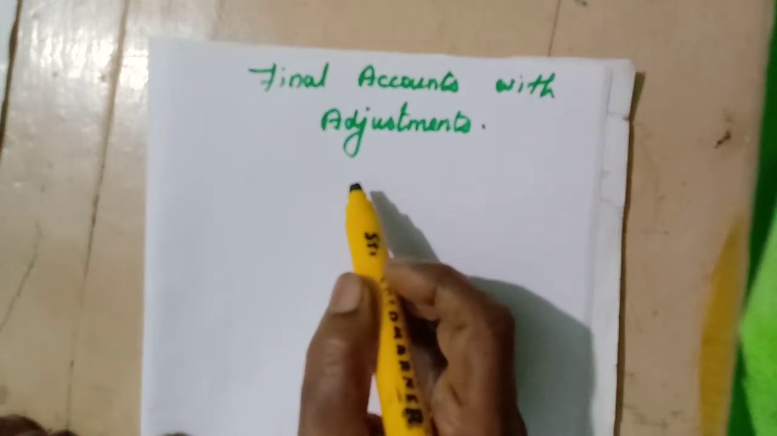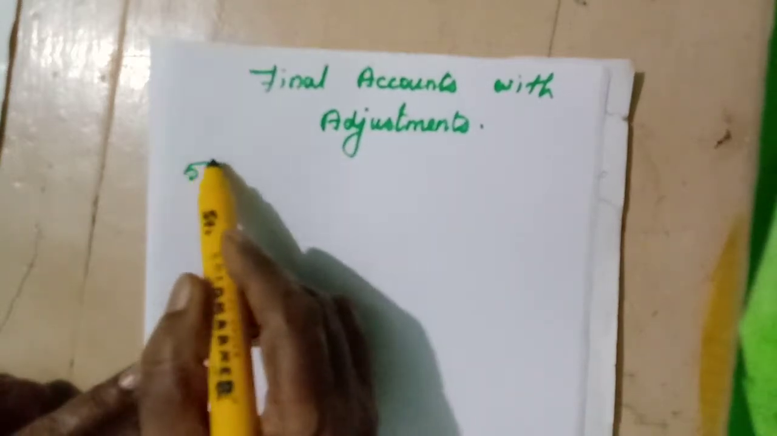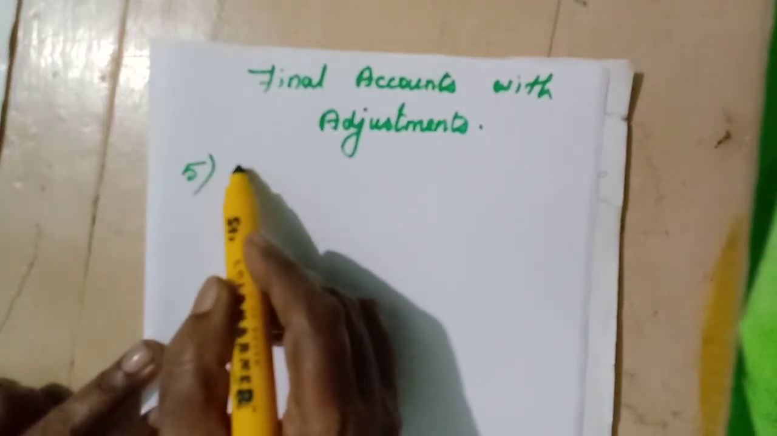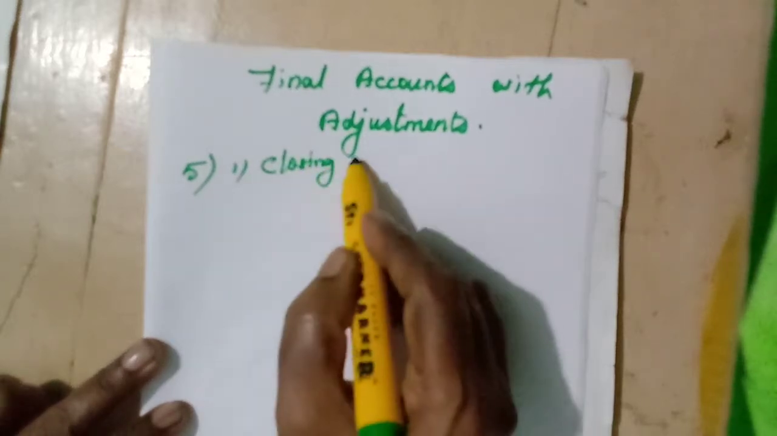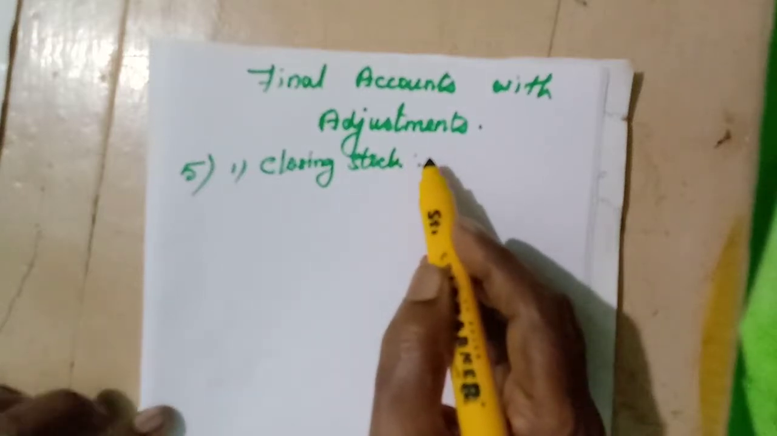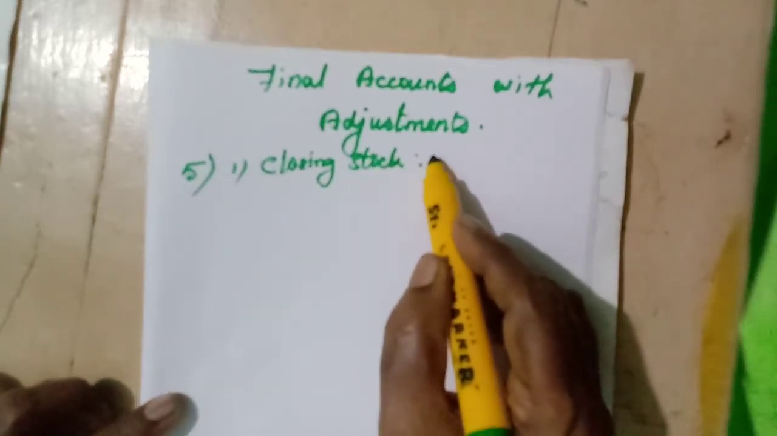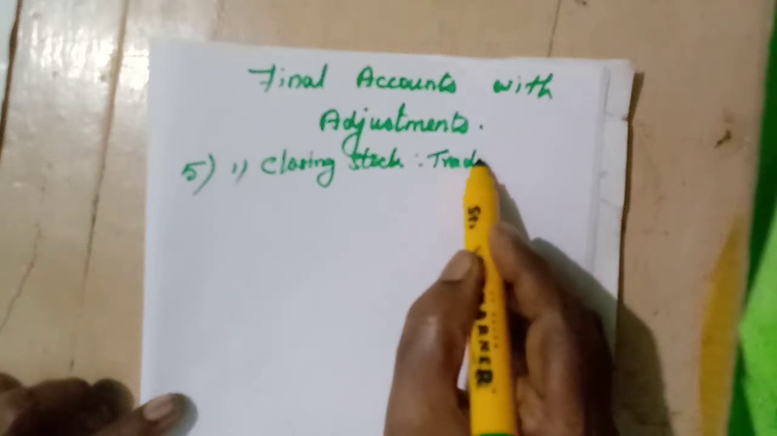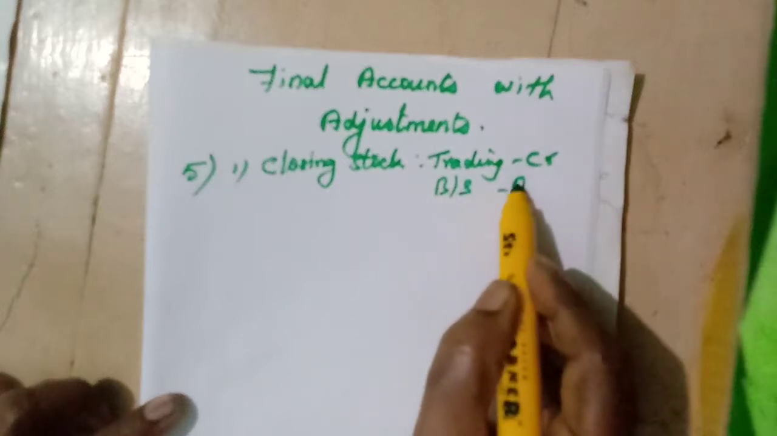Very good. Shall we come back to our lesson, final accounts with adjustments? With these, we have completed around 5 adjustments. Totally 5. Number 1 is closing stock. Just a reminder, I will explain where it will appear. Closing stock will appear in one place, the trading account credit side, and another in the balance sheet as an asset.